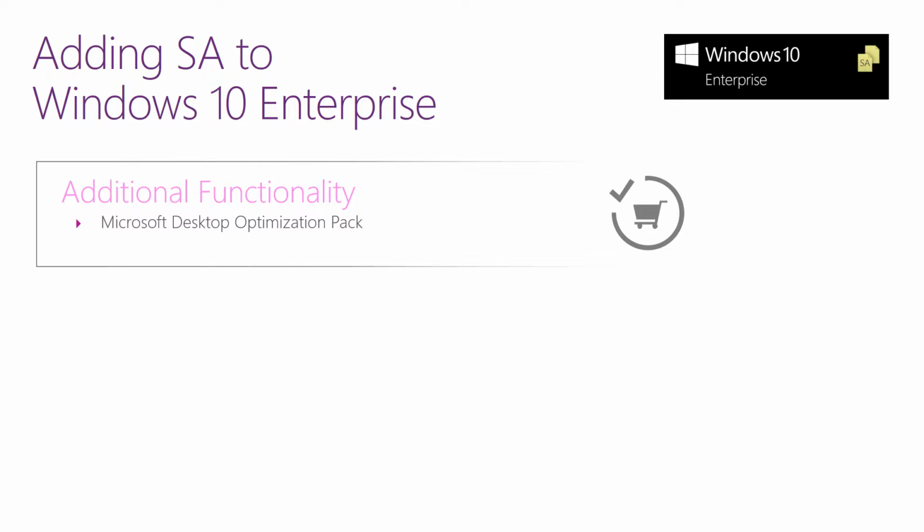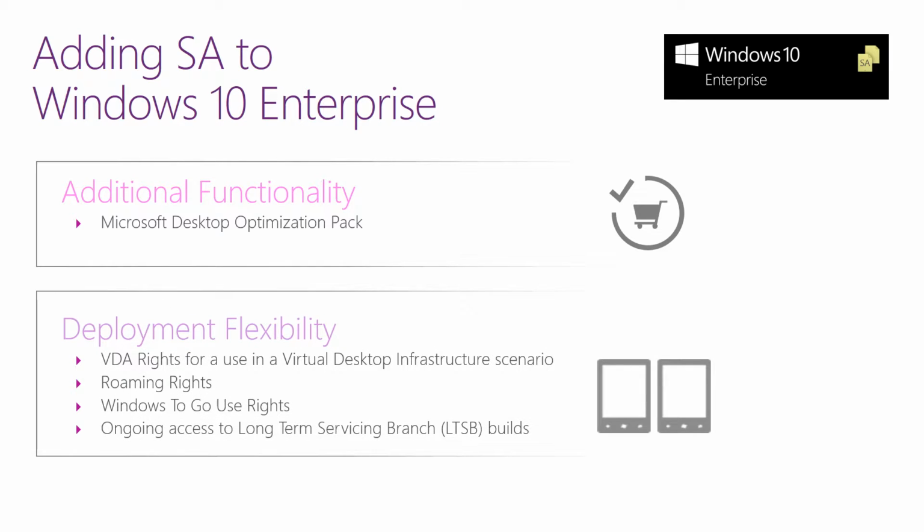The other types of benefits are around deployment flexibility. Actually, when you buy a Windows 10 Enterprise license without SA, you're allowed to install the software in the traditional way, that is, directly on the machine and use it. As soon as you add SA, however, you're allowed to install it in new ways, and we're going to take a look at some of those now.